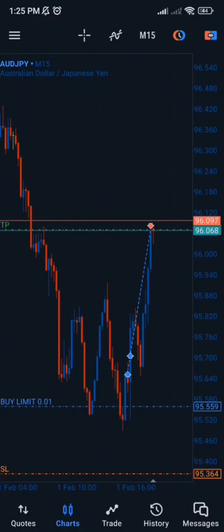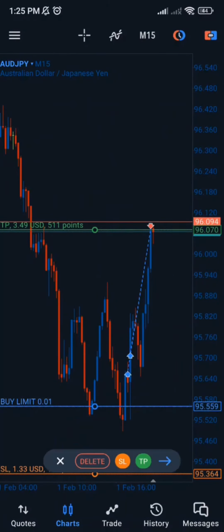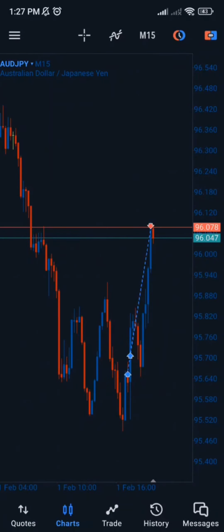To cancel any positions that you may have still pending, you can simply tap on the entry line, and you can simply tap on delete. And there we go. That's it for the live trade section.